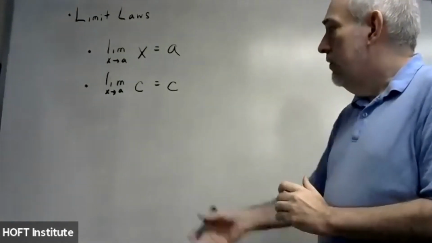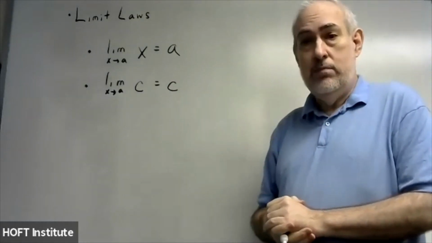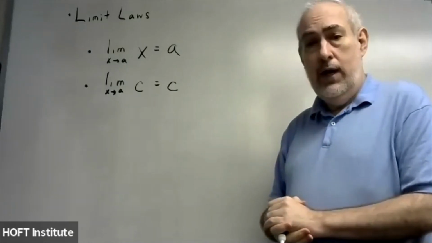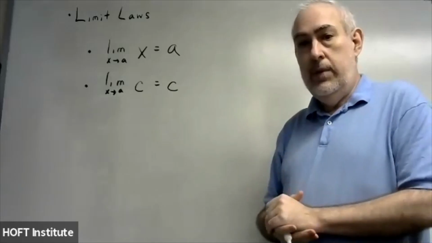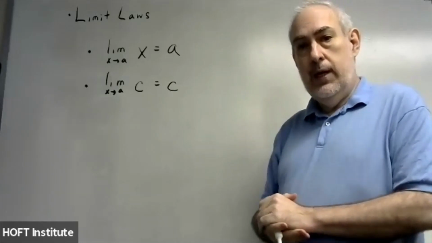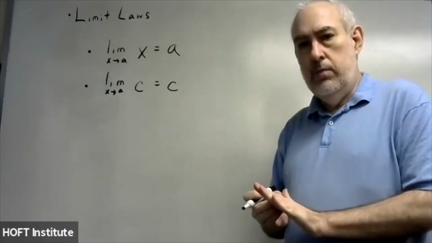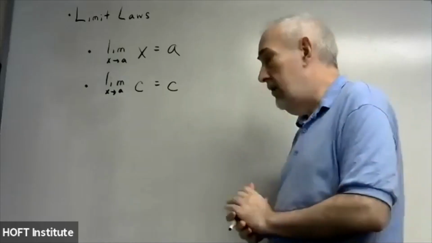The first one says the limit as x approaches a of x is just a. And the second one, the limit as x approaches a of c, where c is any constant, is just that constant. Okay, so these are just two very basic laws. They should be really obvious if you were to look at a graph.